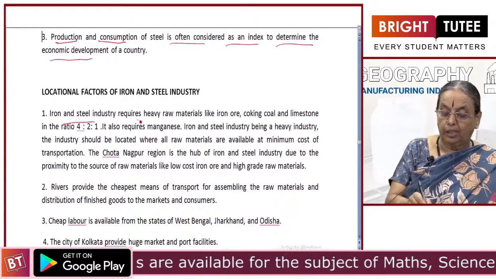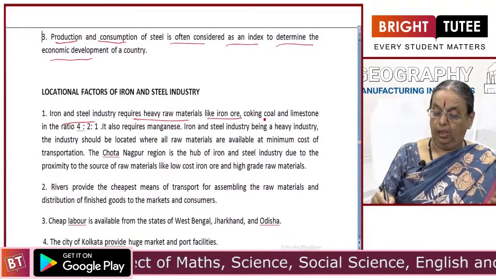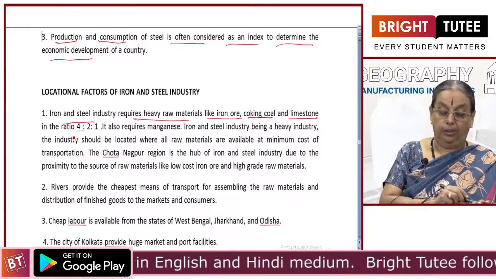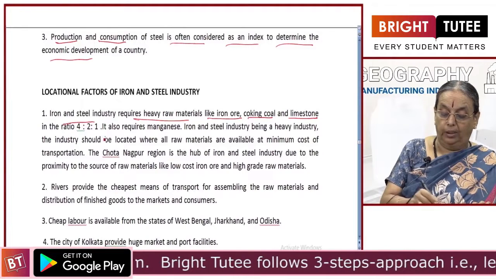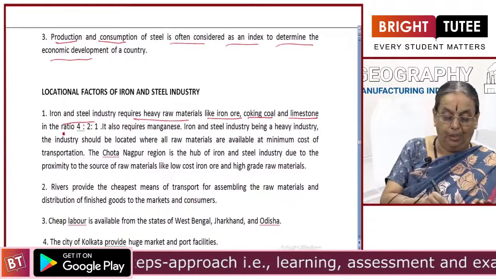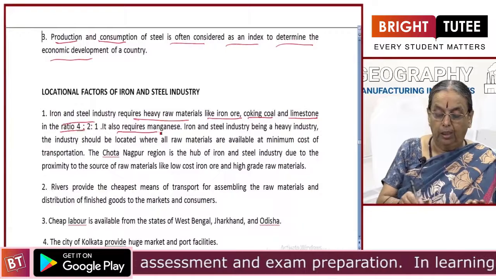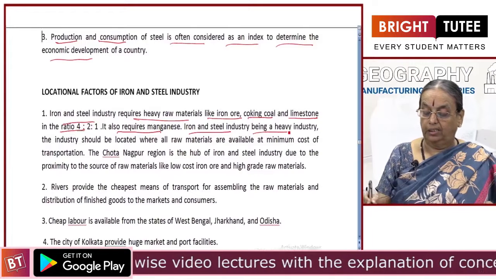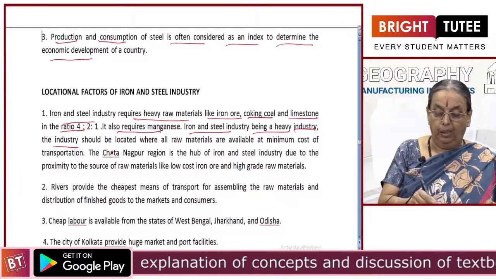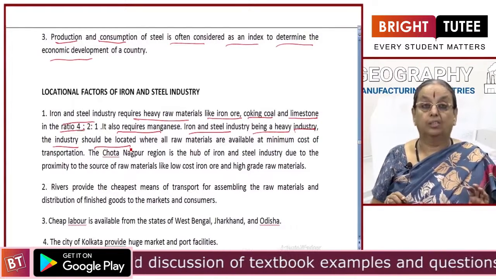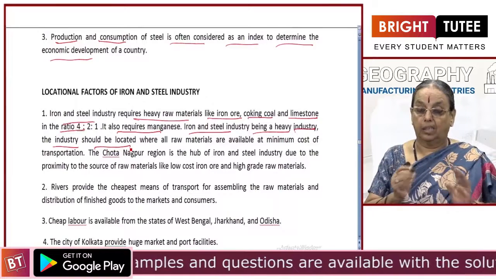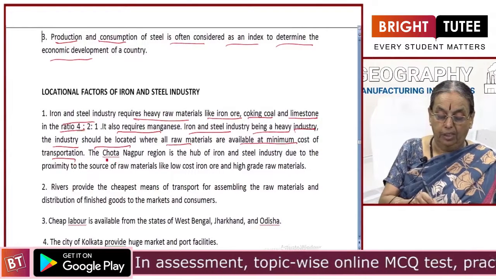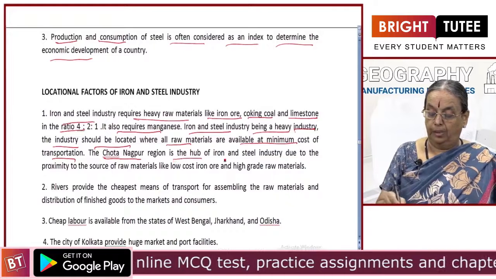The iron and steel industry requires heavy raw materials like iron ore. There are 4 raw materials that are required. First is iron ore, then coking coal, then limestone. They have to be used in the ratio 4:2:1, that is 4 parts of iron ore, 2 parts of coking coal and 1 part of limestone. Besides these 3, we also require manganese for smelting of iron ore. So, the iron and steel industry is a heavy industry. You need to select the location of this industry where all raw materials are available at minimum cost of transportation. So, we can see that the Chota Nagpur region is the hub of this industry.